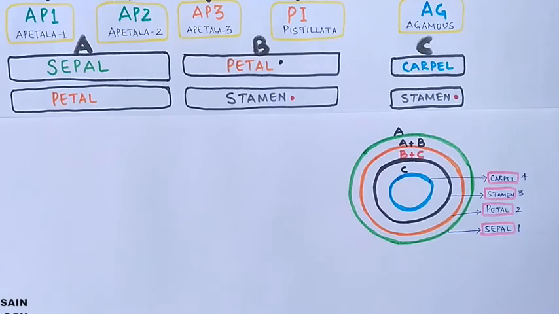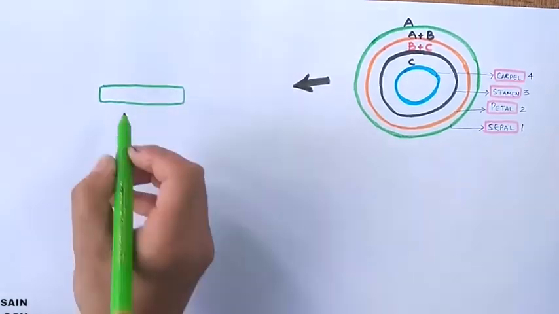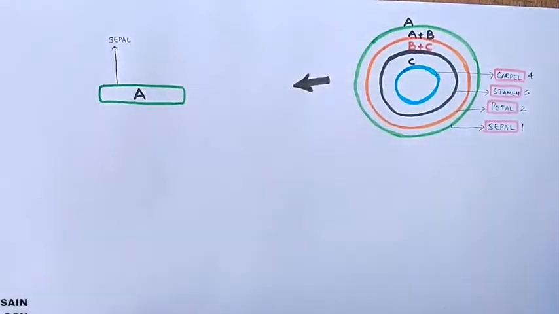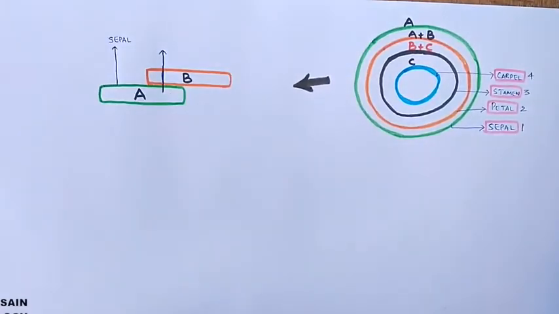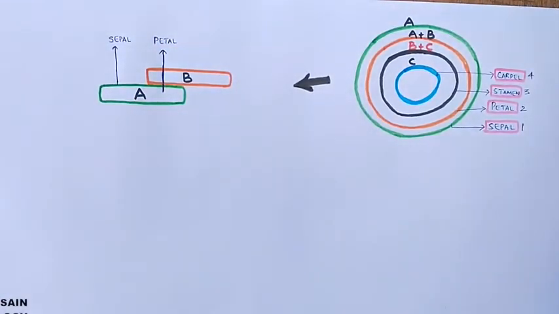Now let's make the generalized gene interaction diagram for floral structures. First, we have class A genes. Its expression develops the sepal. Secondly, we have class B genes. As we know, B interacts with A also and promotes the development of petal, that's A plus B gives petal.